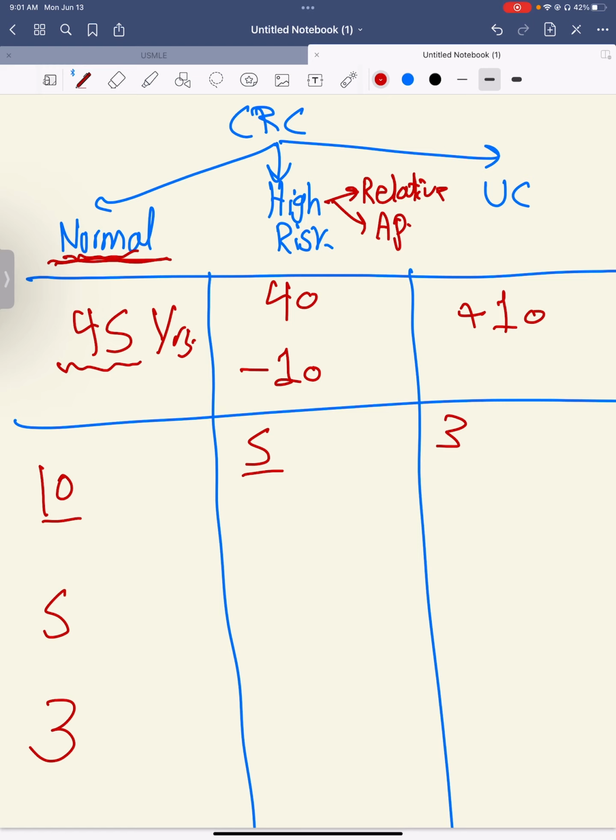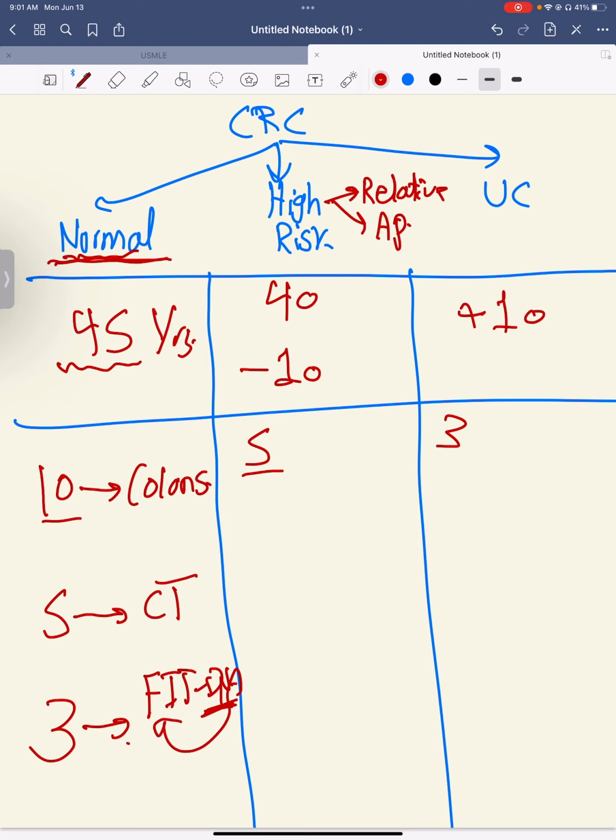So what do I mean by 10, 5, 3? You have three options here: either colonoscopy every 10 years, or CT scan every 5 years, or something called FIT DNA, which is basically looking for the DNA in the feces or stool, every 3 years. So again, for the normal population, we start the screening at 45 years, and it's 10, 5, 3. And actually, there's another option, which is fecal occult blood every 1 year.